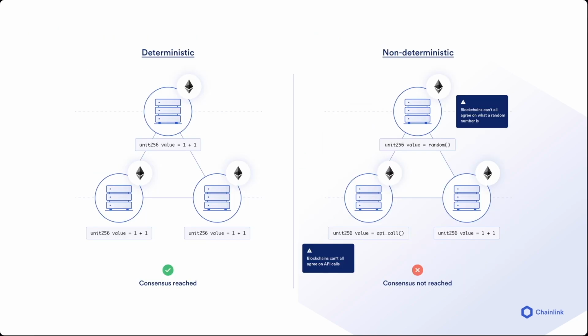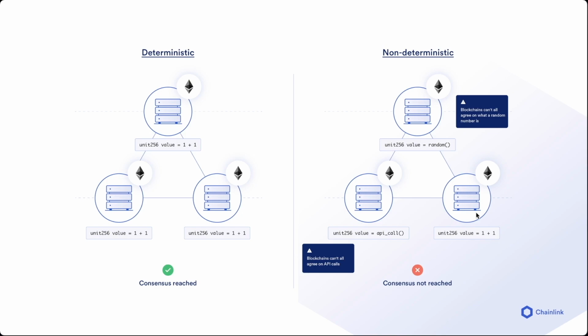Now, just to get a little bit more technical for you, if we look at a blockchain, it can easily say 1 + 1 = 2, and every other node can easily verify this. However, a blockchain can't easily say, okay, let's all grab the same random number, because each node is going to get a different random number. They also can't say, hey, let's make an API call, because if one node calls the API at a different time than another node, or specifically like an HTTP GET, they could potentially get very, very different results.